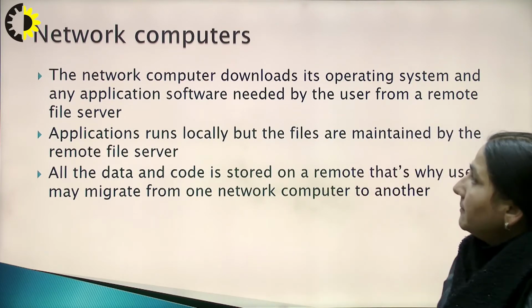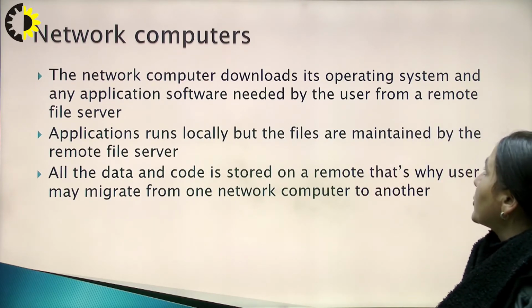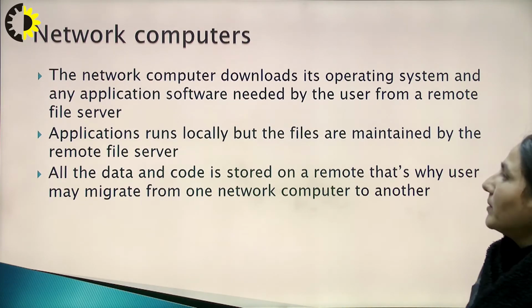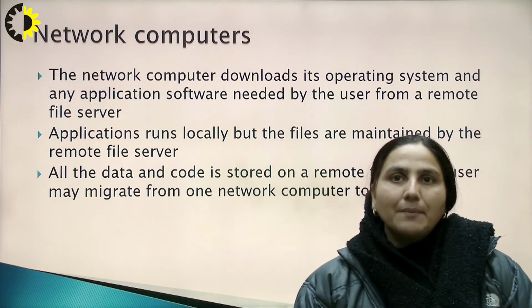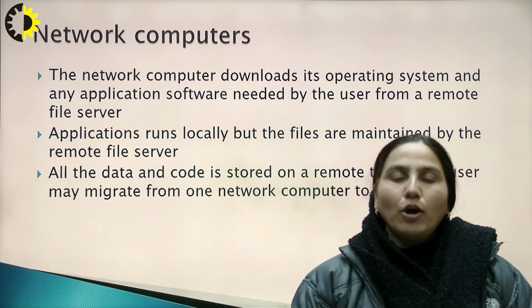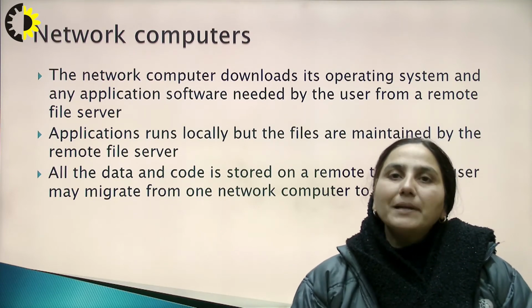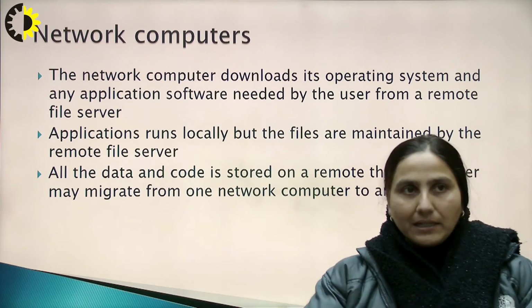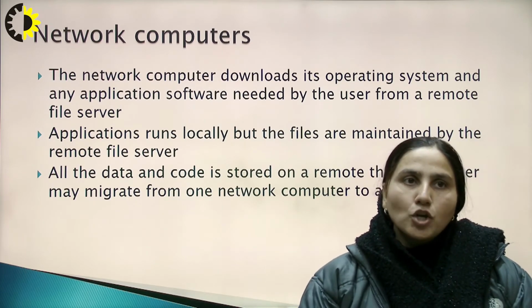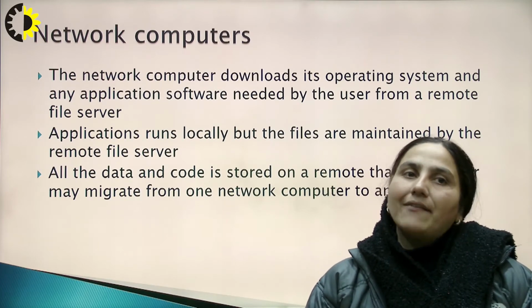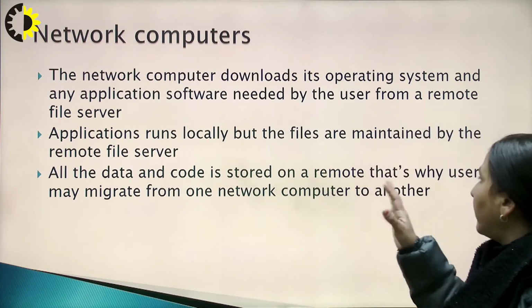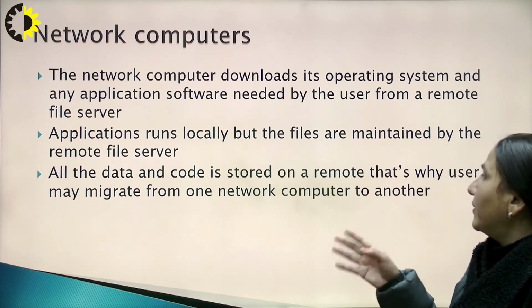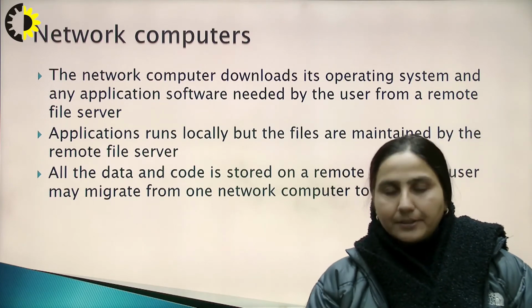What is a network computer? The network computer downloads its operating system and any application software needed by the user from a remote file server. That means a computer on a network. The application runs locally, but the files are maintained by a remote file server. All the data and code are stored at a remote location, and that's why the user can migrate from one network computer to another.